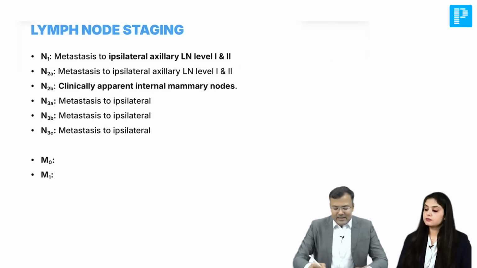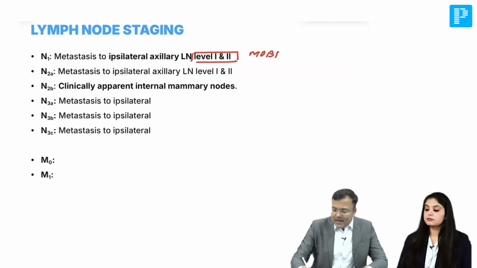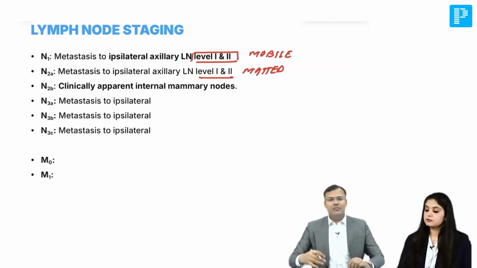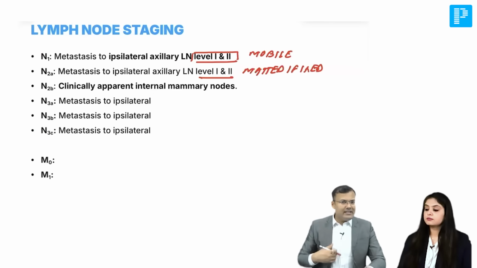Whenever there is metastasis to ipsilateral axillary lymph node, which level? Level 1 and 2. And what kind of lymph node should be there, guys? It should be mobile. Whenever it is matted or fixed, that's N2A. What is N2B? Whenever there is clinically apparent internal mammary nodes.